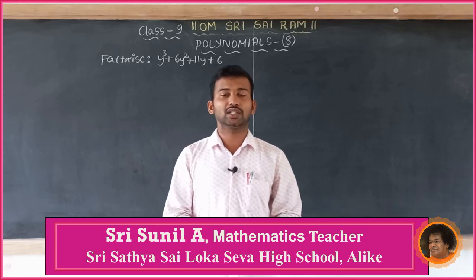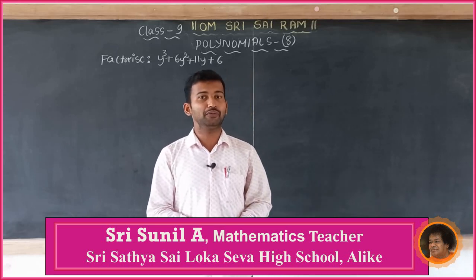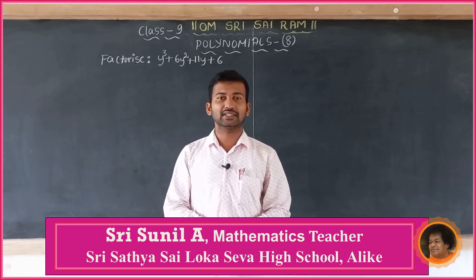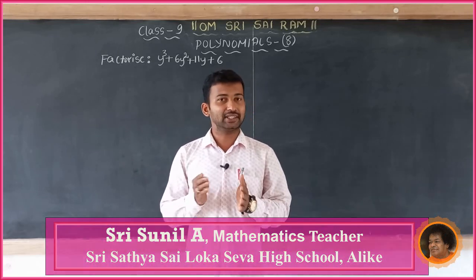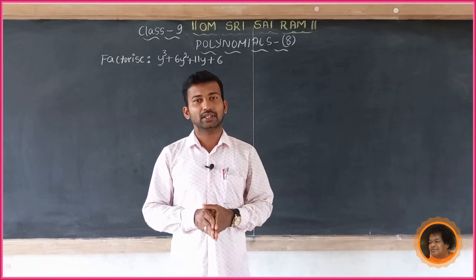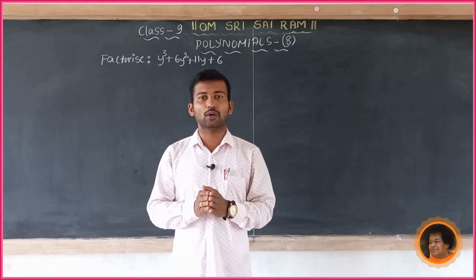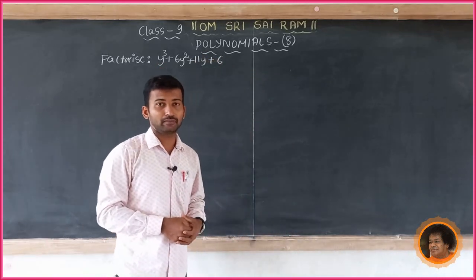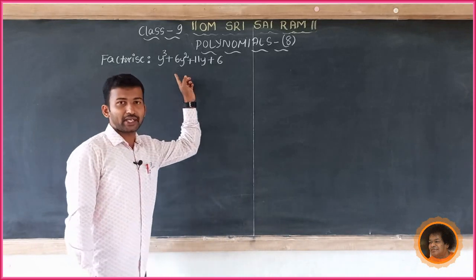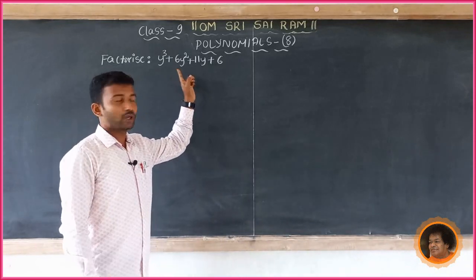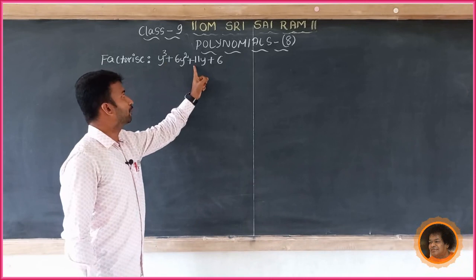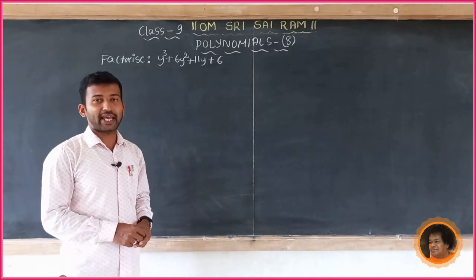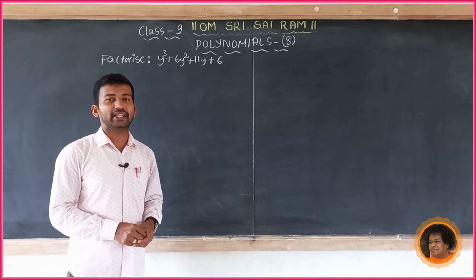Students, in the last session we discussed how to factorize quadratic polynomials. In this class we are going to study how to factorize cubic polynomials, and how to find the factors of a given cubic polynomial. The example problem is a cubic polynomial in one variable: y cube plus 6y square plus 11y plus 6. We need to factorize this expression by the factor theorem.